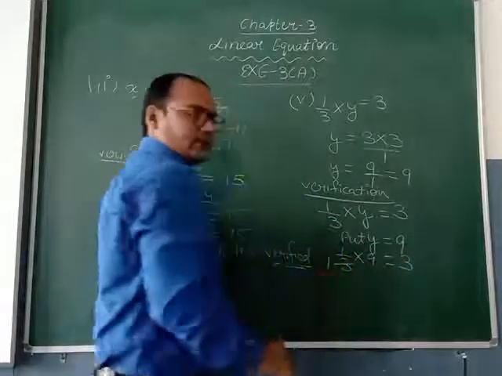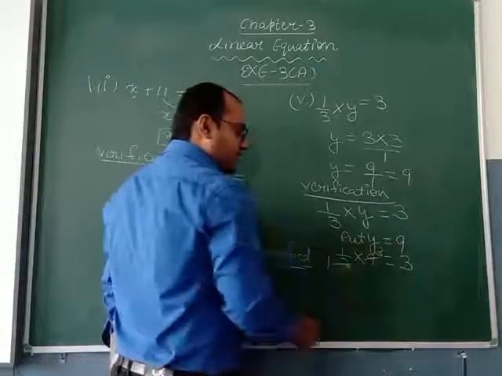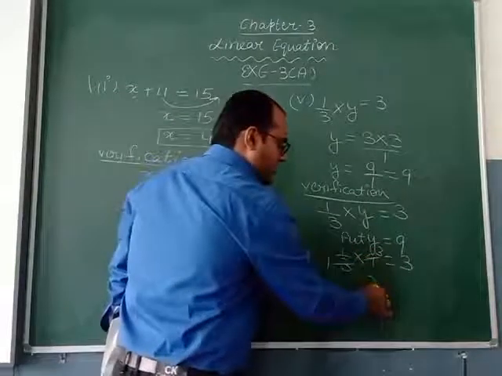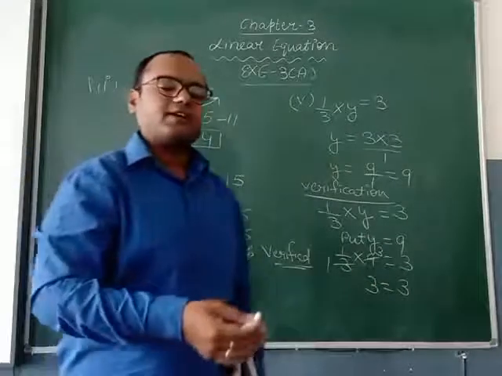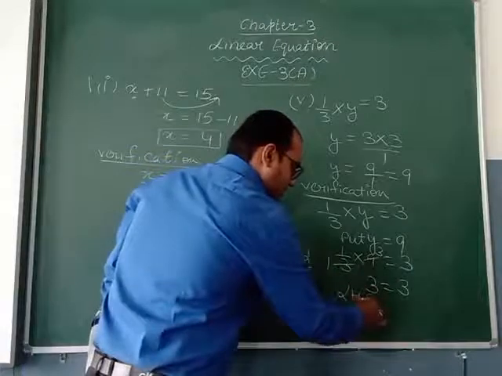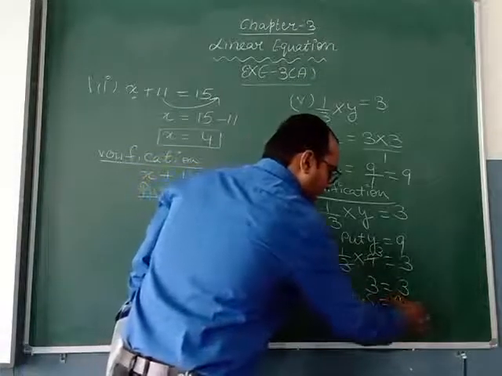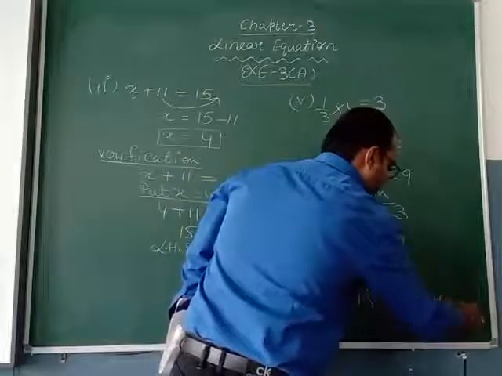1/3 multiply y answer 9 is equal to 3. 3 ones are 3, it will get cancelled. In the numerator also, 3 threes are 9. So 1 into 3 will be 3, is equal to 3. So here you will observe left hand side and right hand side are the same. So here you have to write left hand side equal to right hand side. After that you have to write hence proved.